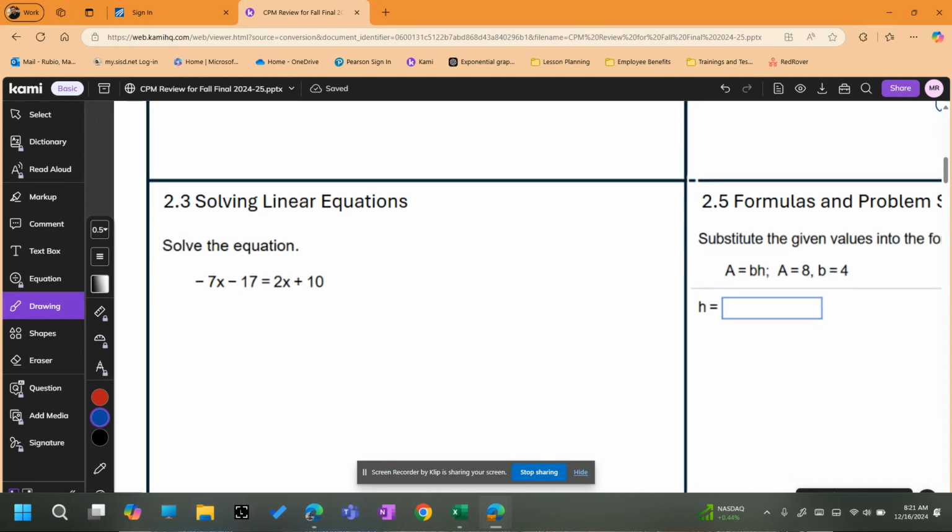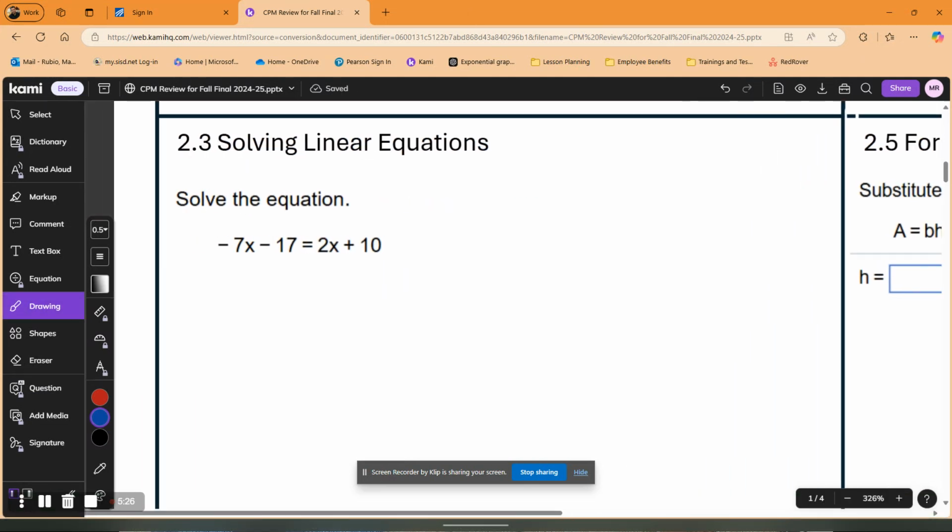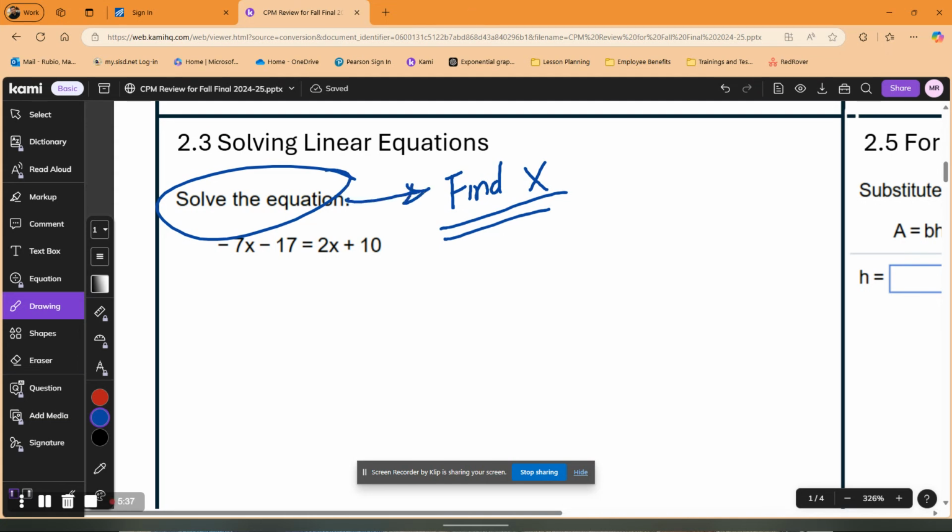When you see problems that say solving linear equations, this means find x. Okay, solving means find x. So I have to get rid of addition and subtraction first, or my goal is to get all the x. At the end of the day, I want x on the left and everything else on the right, so I can find what the value of x is.